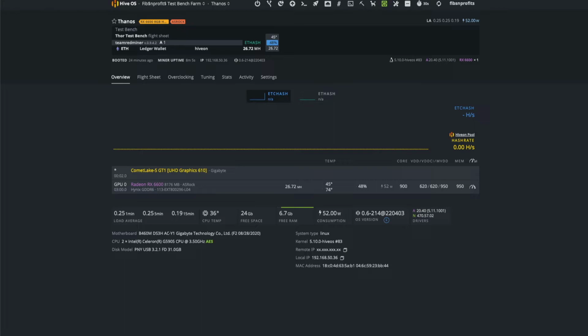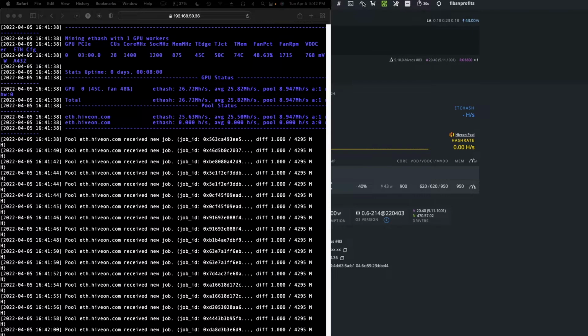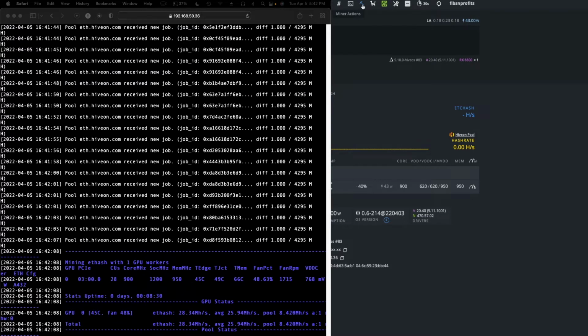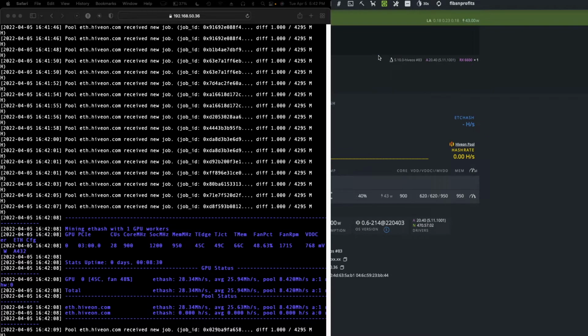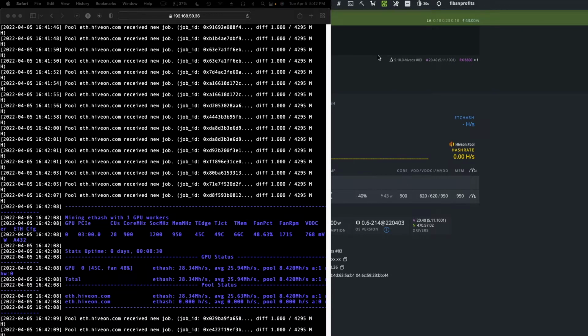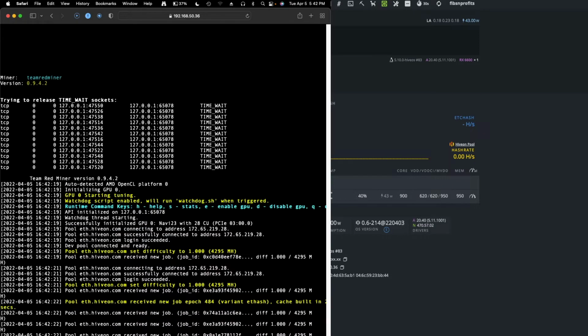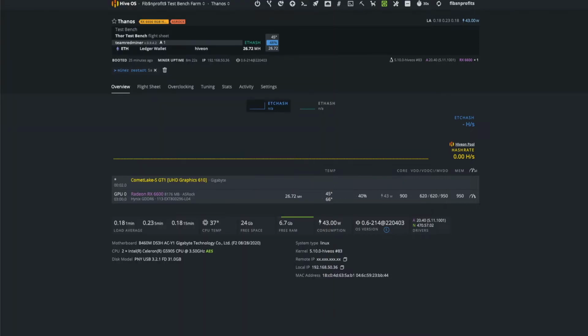And typically what I've been running is anywhere between 28.9 and like 29.5 mega hash. But what I've really started to notice is just the efficiency on this card. And here we're going to log back in. We just restarted the miner. While this is tuning, I'll kind of give you an idea.